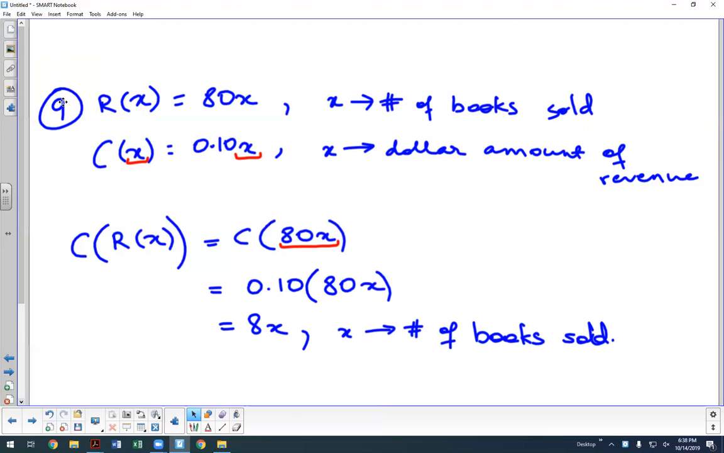So here again, they're not asking us to evaluate at a given amount or anything like that. This was just talking about doing your composition in general terms. Any questions on number 9?